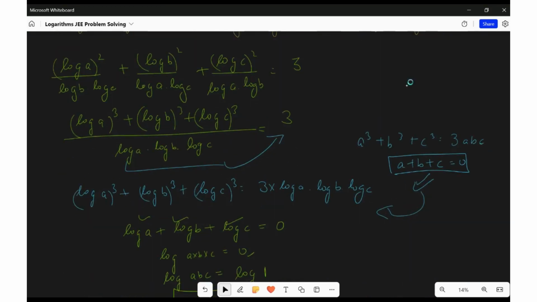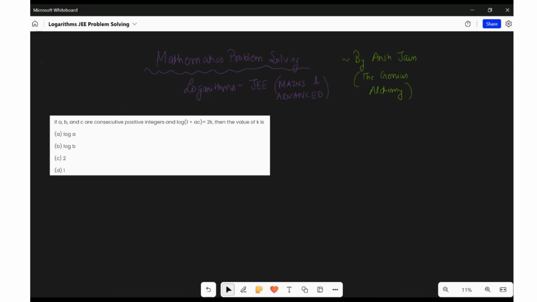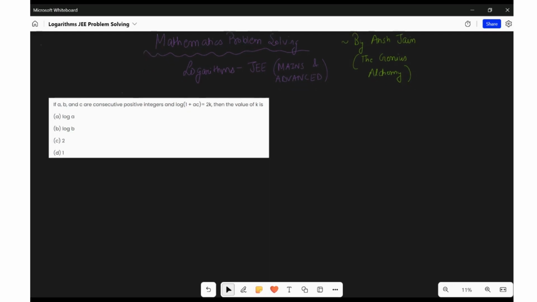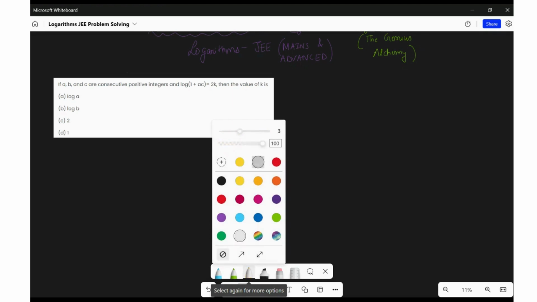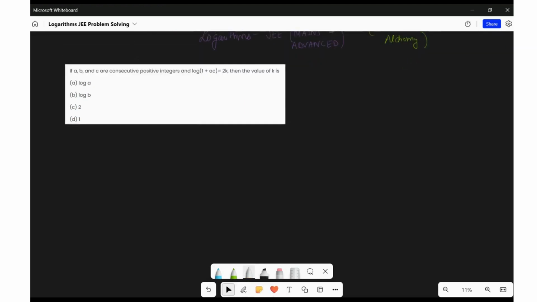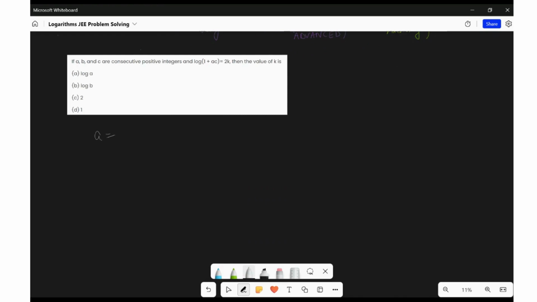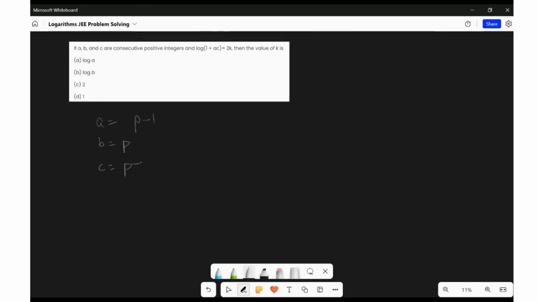Let's look at the next problem of JEE. Now this is the next question, which is again a little bit related to AP, arithmetic progression. So let's look at this question. If a, b, c are consecutive positive integers and log of 1 plus ac is 2k, then the value of k is. So for this, let's start with the question. Now for our a, b, c, we can take a as p minus 1, b as p, I'm not taking a since it will be confused, and c as p plus 1, right?